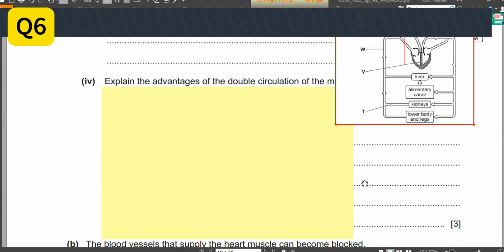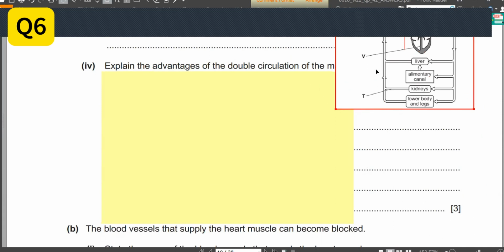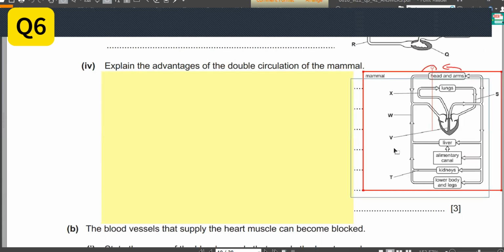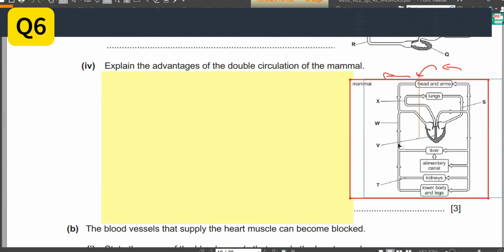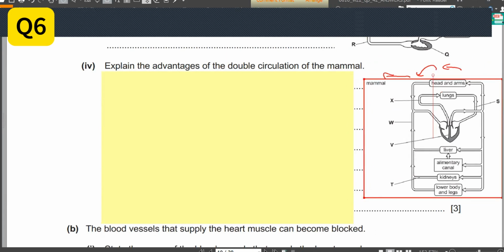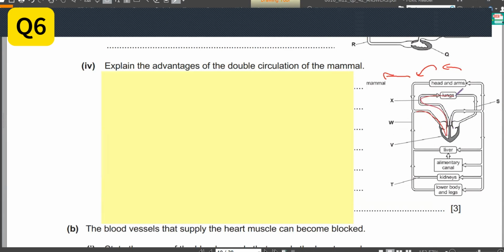Advantage of double circulation. Here we can see for the mammals, for example the human heart, we have double circulation. It means for each complete cycle, the blood will pass through the heart twice. When it's coming back, the deoxygenated blood will go to the heart first and then go through the lung and then return back to the heart before it pumps to the whole body. So this is quite useful. We will see why.